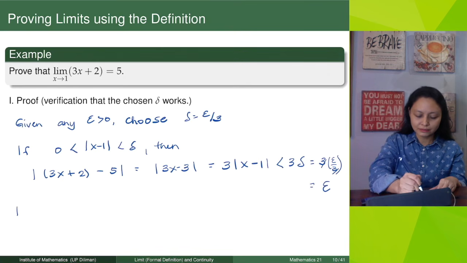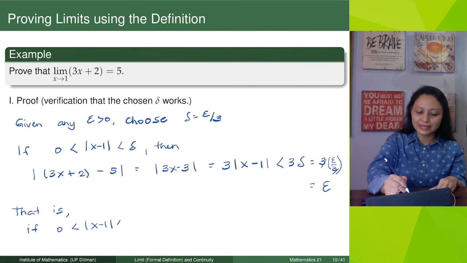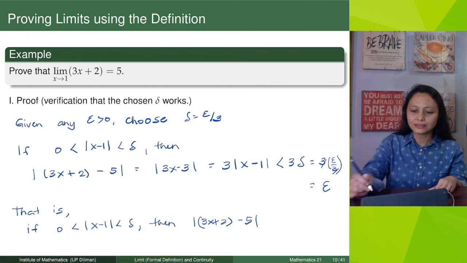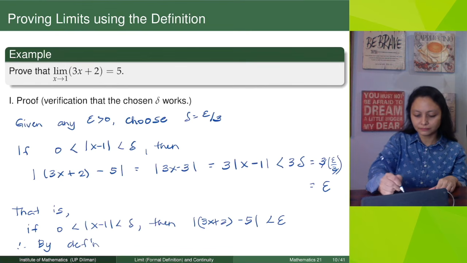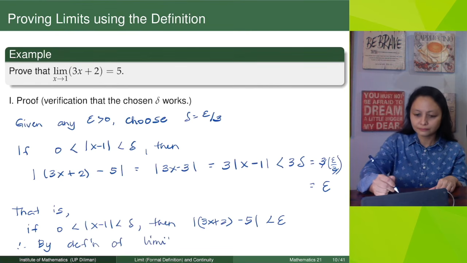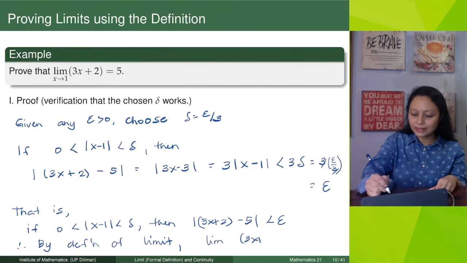That is, so let's just rewrite this. If 0 is less than the absolute value of x minus 1, less than delta, then the absolute value of 3x plus 2, or f of x minus L, is less than epsilon. And therefore, by the definition of the limit, the limit of 3x plus 2 as x approaches 1 is equal to 5.